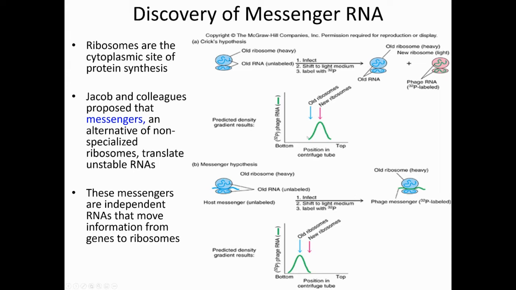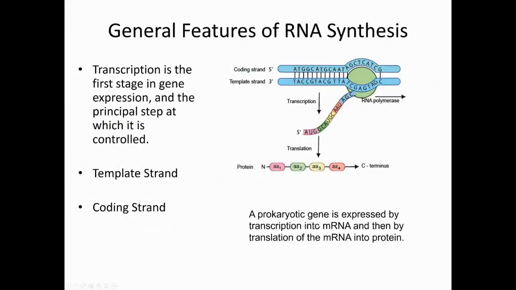However, when they performed the centrifugation, they found that the new RNA actually lined up with the old ribosome position. So that suggests there's an intermediate used by the old ribosome to synthesize the protein. That's basically the very early days. That's how they interpreted the presence of messenger RNA.